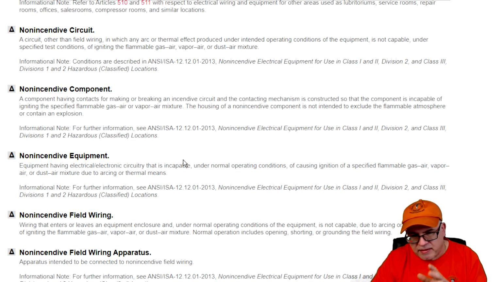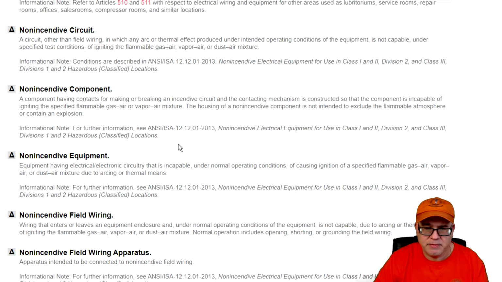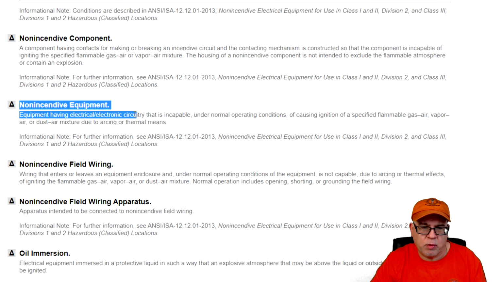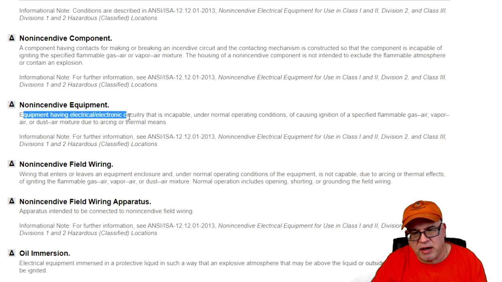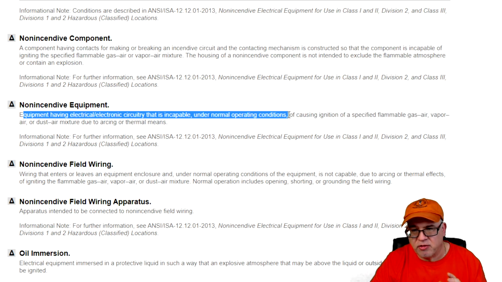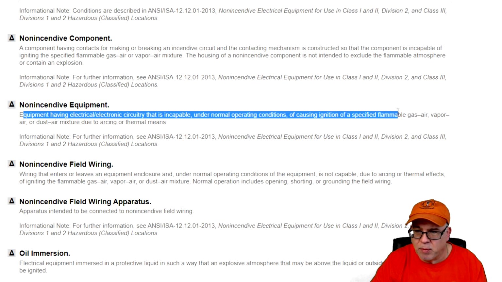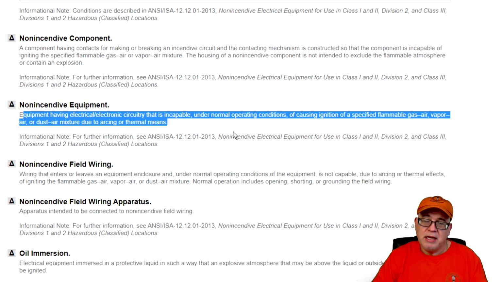And of course, you'll get some ANSI standards down here that you can look to if you're into that, okay? And also you have non-incendive equipment, and it is equipment having electrical or electronic circuitry. We're talking about the equipment now, that is incapable, under normal use conditions, of causing ignition of a specific flammable gas in the air, vapor in the air, or dust in the air mixtures due to arcing or thermal means. So yes, it might have some type of component in it, but in its design, it is not capable of igniting the air mixture, whether it's dealing with gas or vapor or even dust in the air. It couldn't cause the ignition of that. Okay.